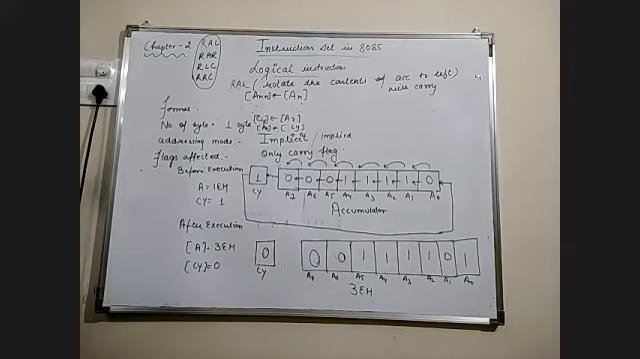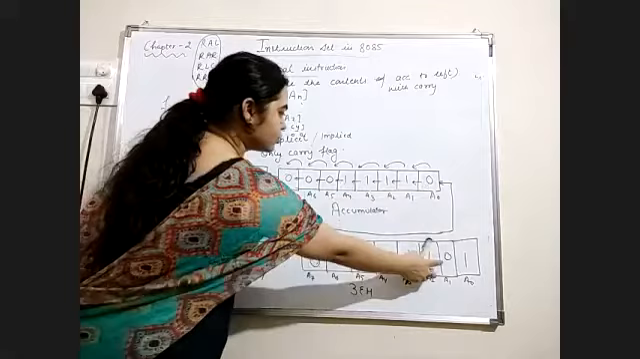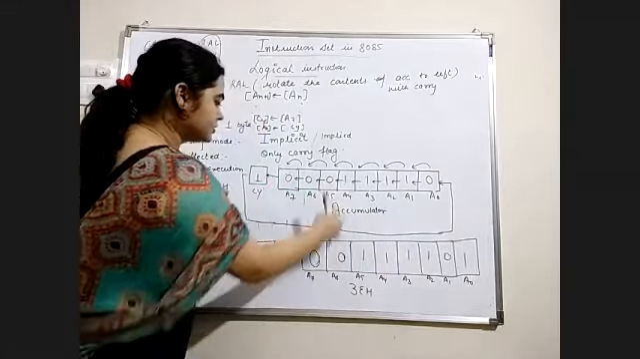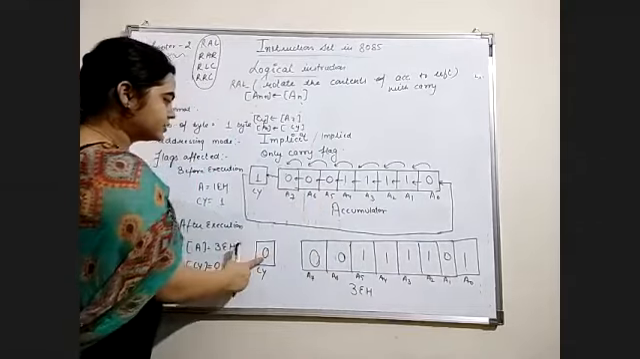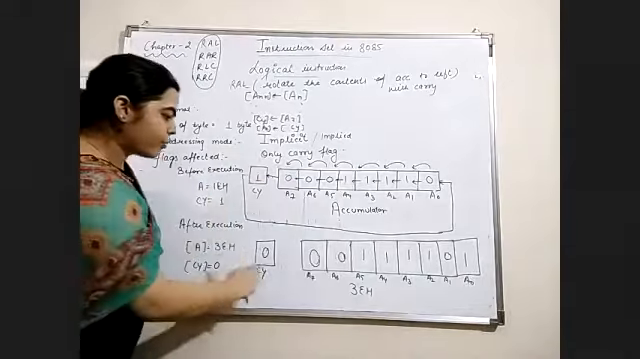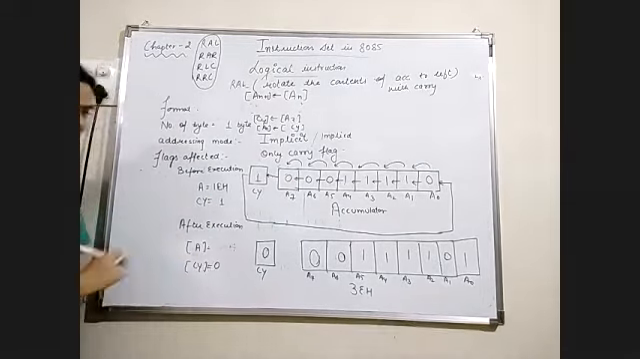So this diagram, what will be the contents after the execution? Here, if you can see, our example is correct or not. This 0 goes here, this 1 goes here, 1, 1, 1, this 0, and this 0 goes here, and this 1 goes here. Okay.